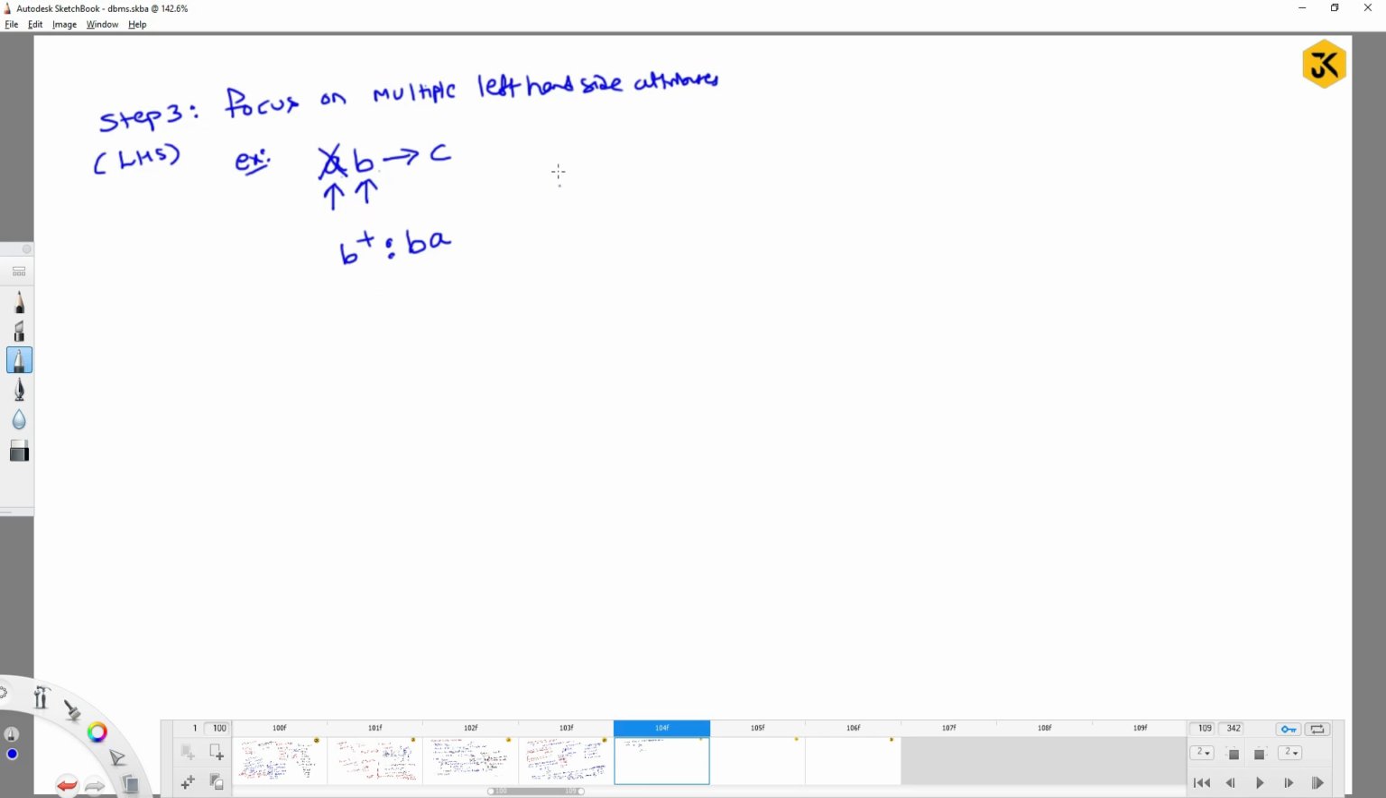Similarly, you have to check both cases. Can you get B from A? You have to find the A closure. If it itself determines B, then you can simply remove B. If it does not, what is the meaning? Both A and B are required. A plus is A, B plus is B, meaning neither can be obtained from the other, so both are compulsory, non-redundant attributes. That's it. This is step 4.